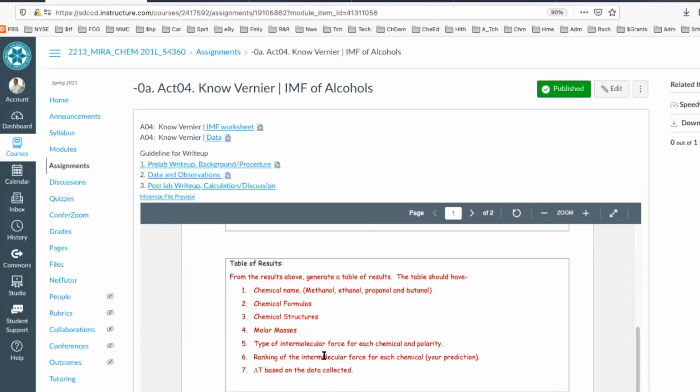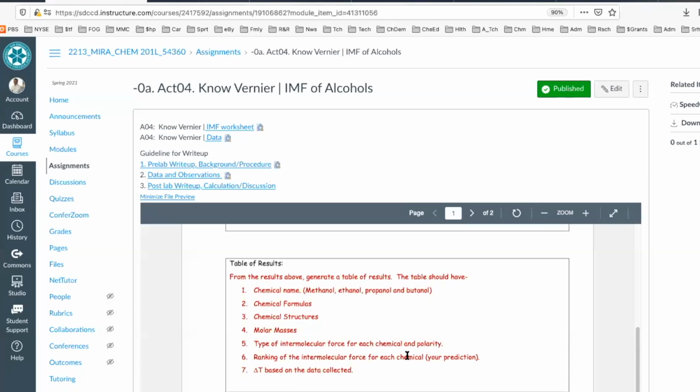Rank the intermolecular forces based on the chemical: methanol, ethanol, butanol, propanol. Rank it: which is the lowest, which is the highest. Again, why am I asking you this, even though it's pretty obvious? I'm asking you this because when you write your discussion, you're going to use that information to give me a coherent discussion of how the delta T relates to the intermolecular force.